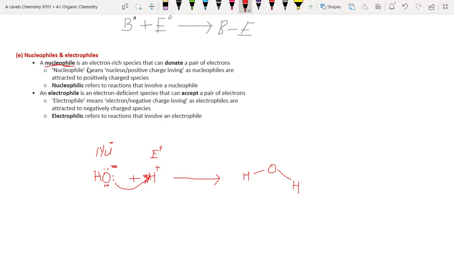On the other side, what is an electrophile? An electrophile is a species which has a deficiency of electrons. It may be a positively charged species or an electron deficient compound. So it will accept electrons to complete its electron deficiency. That is why we call this an electrophile, or electron loving species.